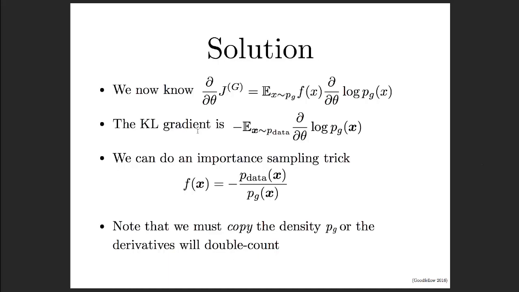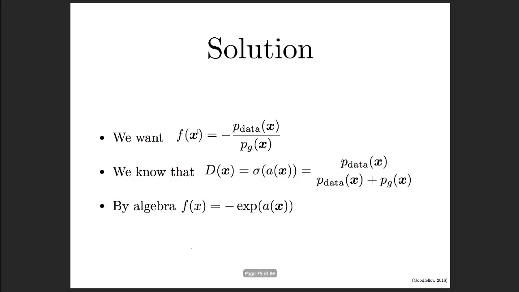From there, it takes a little bit of algebra to figure out exactly how we should take the discriminator and implement this ratio. We recall that the optimal discriminator gives us this ratio p data over p data plus p generator. And doing a little bit more algebra, we can rearrange that to say that we need to set f of x to negative e to the logits.